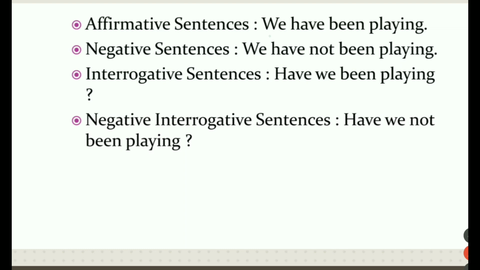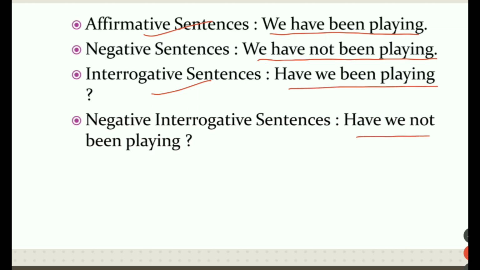The example would be we have been playing. Now, this is an affirmative sentence. The negative sentence would be we have not been playing. The interrogative sentence would be have we been playing? And the negative interrogative sentence would be have we not been playing? Another example that you can say is I have been waiting for you.